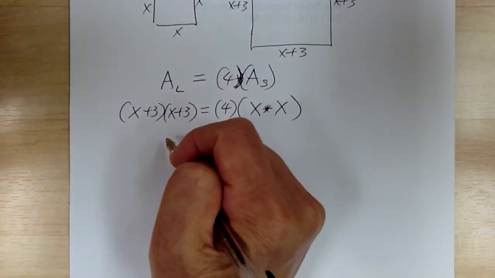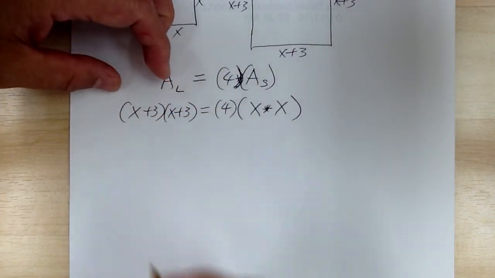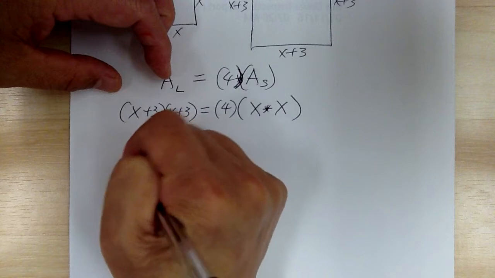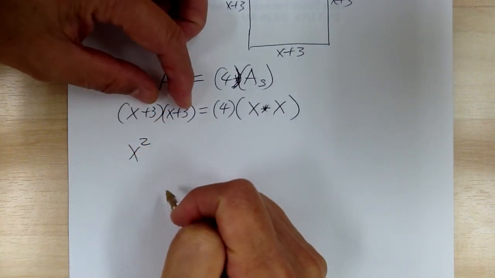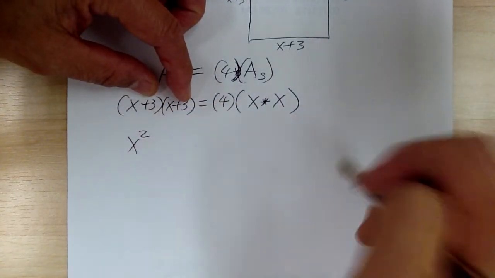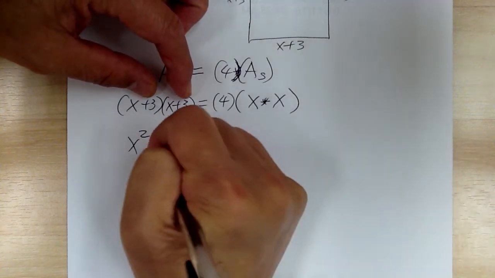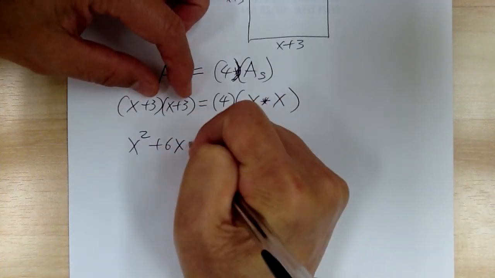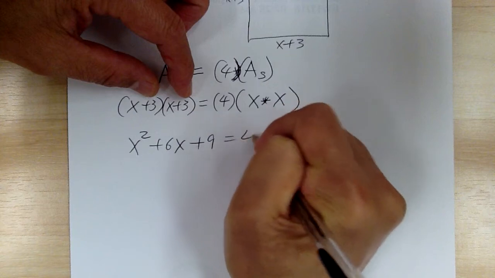So when you distribute this, use your reverse master product, right? So you got x squared. Remember, you have to add to get a middle term. Master product, you add and multiply, right? So this will give you plus 6x. You multiply, it gives you plus 9, equal to 4x squared.